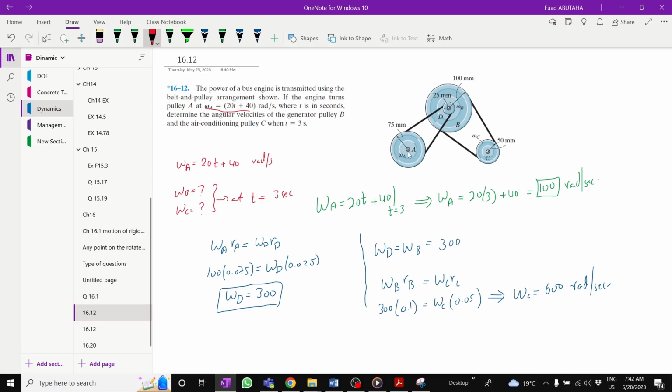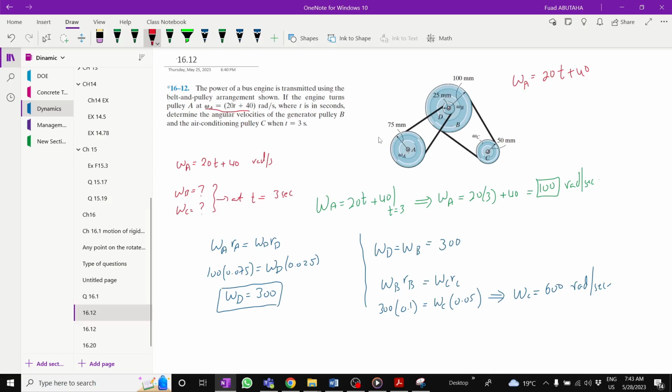So we have 1, 2, 3, and 4. We have 4 pulleys or 4 discs. This is disc A, and the big one is B, the small one is D, and this one is C. So we have 1, 2, 3, and 4, and this is how they are connected. What is given in the question is omega A as a function of time, which is 20 times t plus 40. This is omega of A.